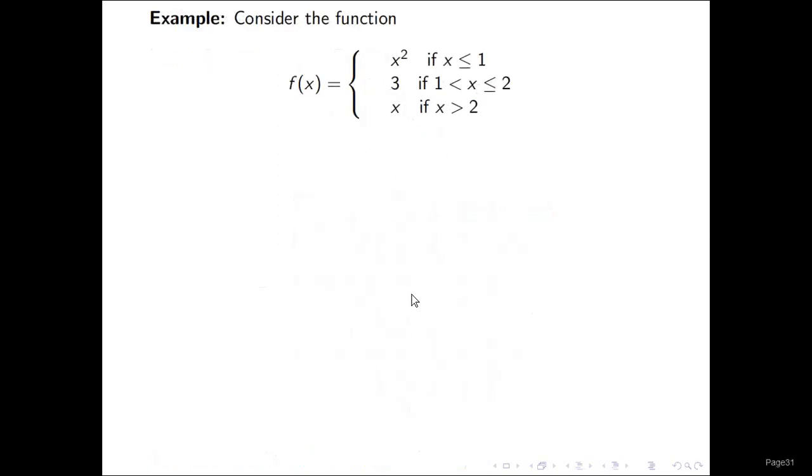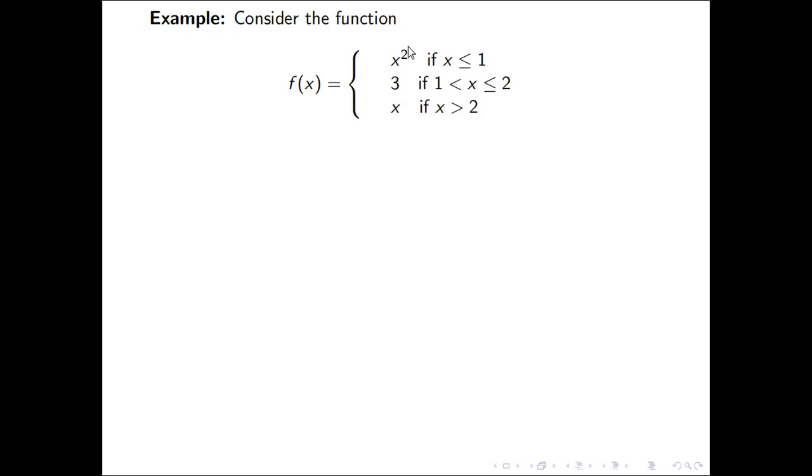Next, consider this function here. It's a piecewise defined function again. So f of x is defined to be x squared if the x value is less than or equal to 1. It's defined to be equal to 3 if the x value is greater than 1 and less than or equal to 2, and equal to x if x is greater than 2. So we have split the function into 3 subdomains, and the subdomains divide the real numbers into 3 parts. Depending on where x is, you have the corresponding formula for f of x.